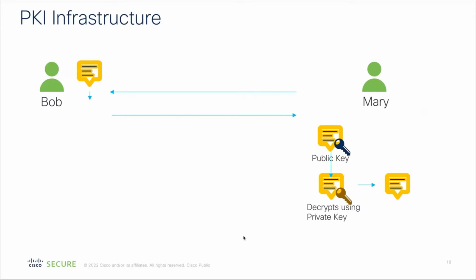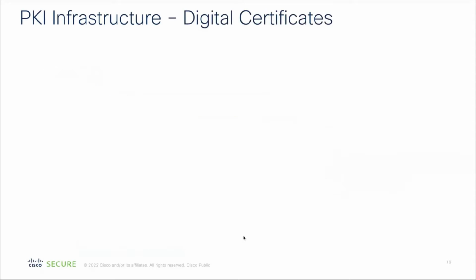But there's something missing over here. How was Bob able to identify that the public key sent was Mary's, that it proves her identity alone? Somebody can pretend to be Mary and send a public key to Bob, and he can accidentally send that confidential message to somebody else. That's where the public key infrastructure digital certificate is going to come into play.